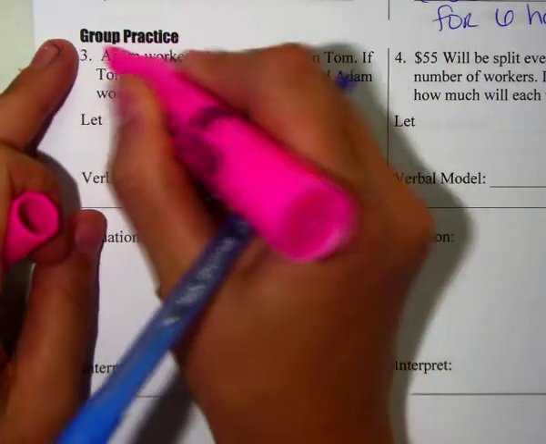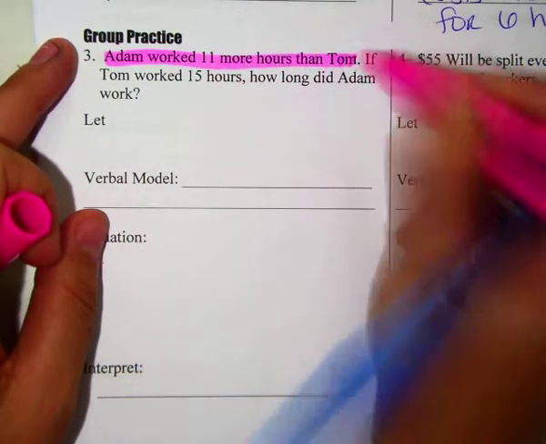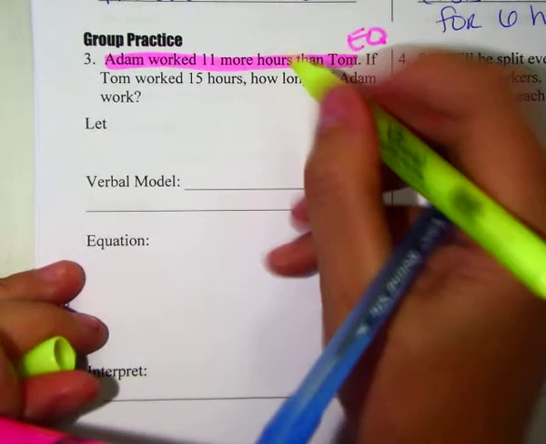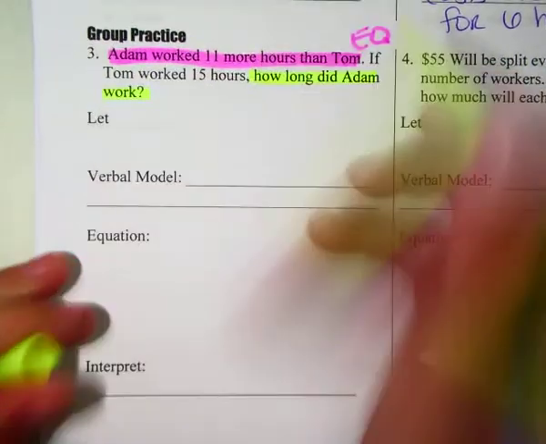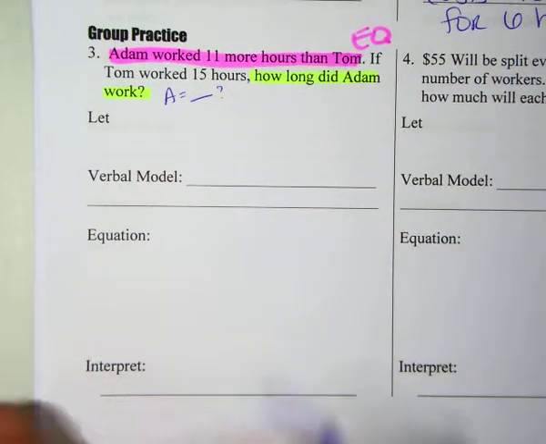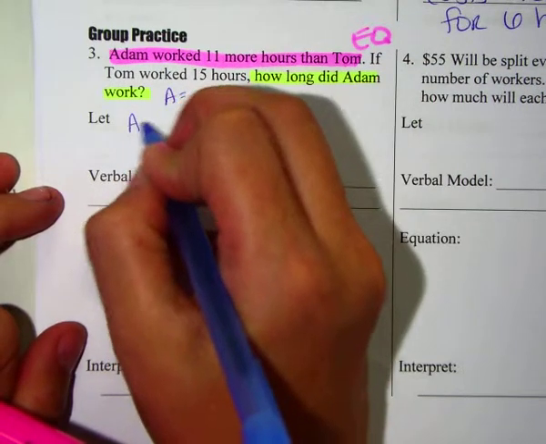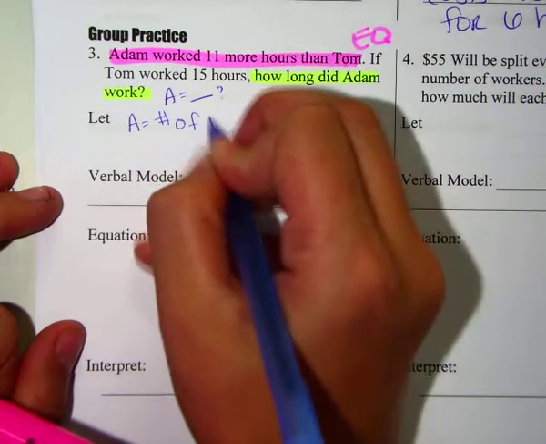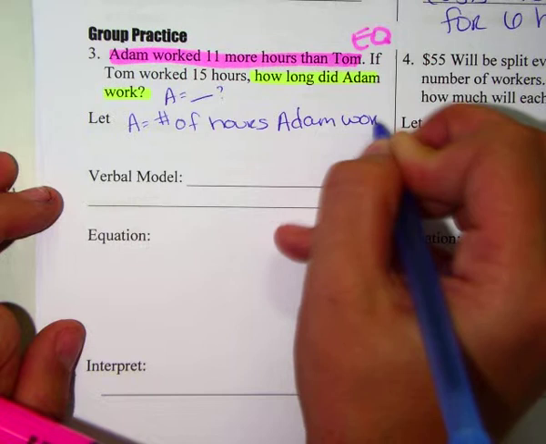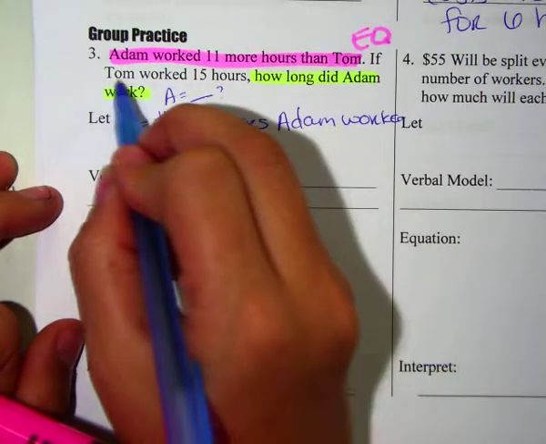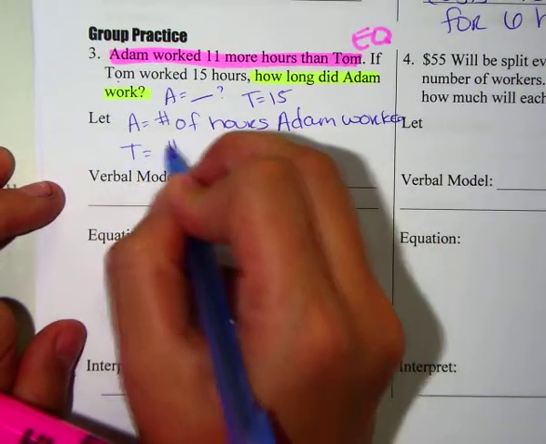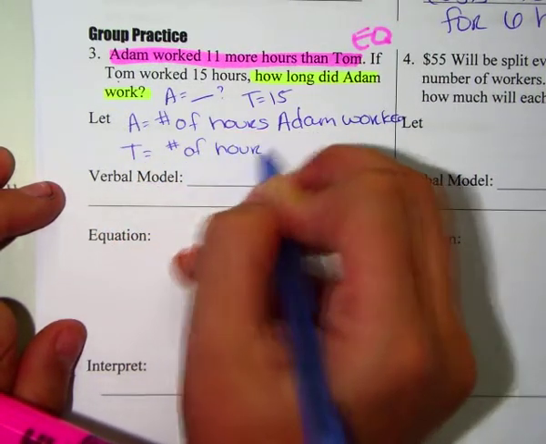Adam worked 11 more hours than Tom. Equation. If Tom worked 15 hours, how long did Adam work? So this is looking at how long did Adam work. That's going to be one of my variables. A equals number of hours Adam worked. And then I also see Tom worked 15 hours. So I'm guessing T is number of hours Tom worked.